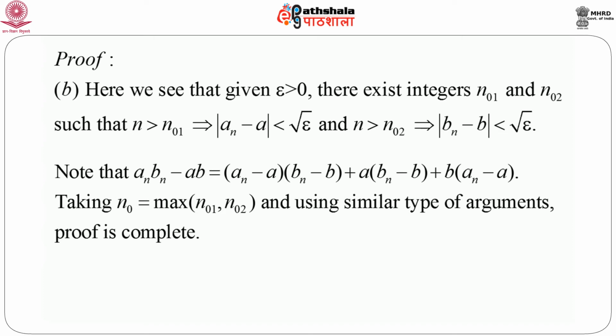The first term, that is modulus of an minus a, is less than root epsilon. Each of the other terms, like modulus of bn minus b, is less than square root of epsilon, and modulus of an minus a is less than square root of epsilon. a and b are assumed to be finite here, so the right hand side would be some combination of a, b and square root of epsilon. And since epsilon is arbitrary, each term has a product term multiplied by either epsilon or square root of epsilon. Hence the proof is complete.